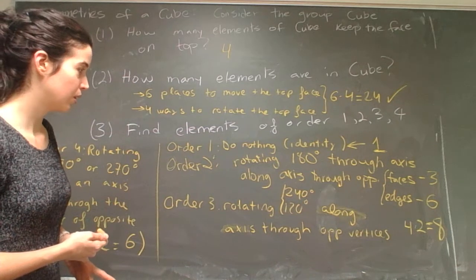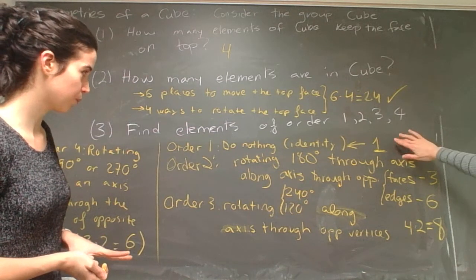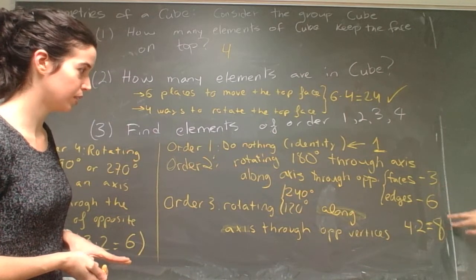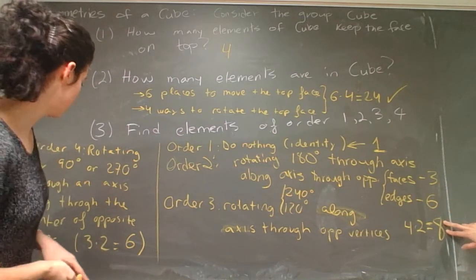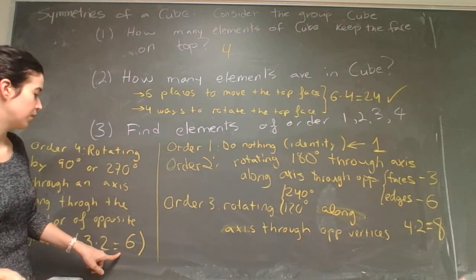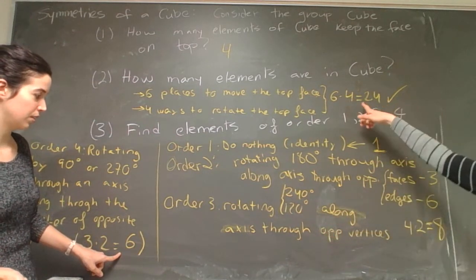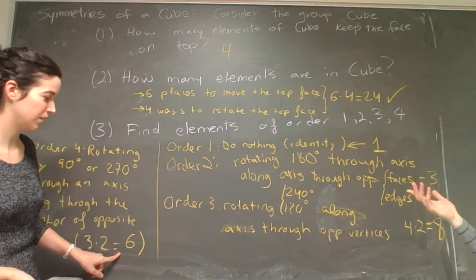Well, where are we now? We have 1 element of order 1. We have 9 elements of order 2. We have 8 elements of order 3. And 6 of order 4. So we have 24 elements. And we've already agreed that there are 24 elements, which means we've found everything.